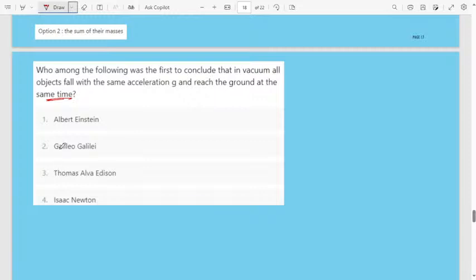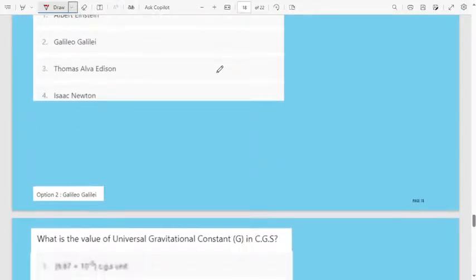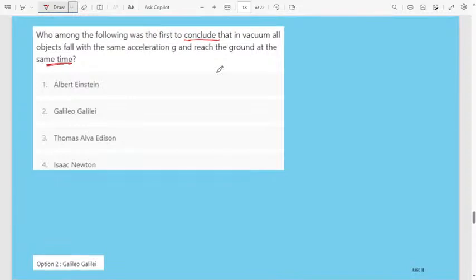First option, Albert Einstein. Second one, Galileo Galilei. Third one, Thomas Alva Edison. Fourth one, Isaac Newton. Who concluded that? Galileo Galilei. Galileo Galilei.